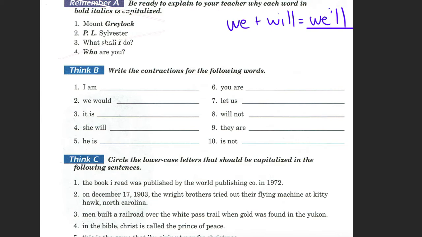So "we" is replaced by this apostrophe. Okay. Write the contraction for each of the following words. So "I am" put together is "I'm," obviously. "We would" put together is "we'd." Kind of a weird word. I've actually never seen this contraction before, "we'd." I guess. All right. So you do the rest by yourself.